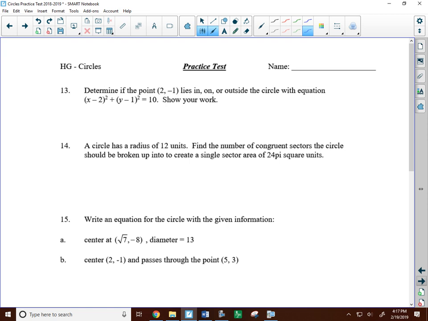Let's go to the last page. Equations of circles. My apologies on yours, unless I've updated it by now. I didn't have a number there. So it's supposed to say x minus 2 squared plus y minus 1 squared equals 10. Determine if 2, negative 1 lies in, on, or outside the circle. Show your work. Now, you can verify this on Desmos. Put this in, and then put this point in. Look and see, is it in, on, or outside? Show your work, though. You've got to plug these values in. This is an x and a y. So you put in 2 there, negative 1 here, and work it out.